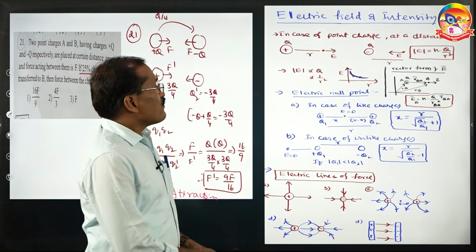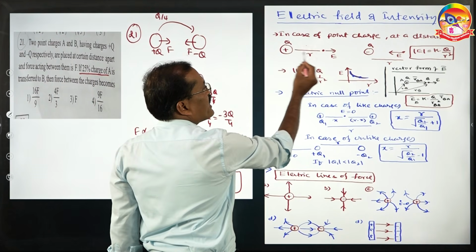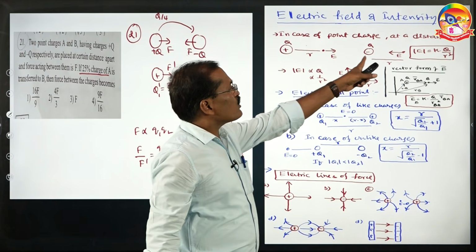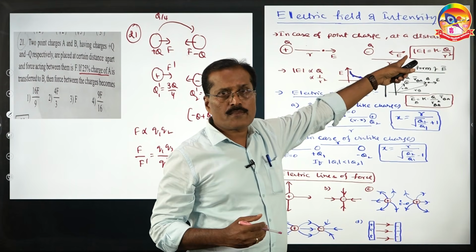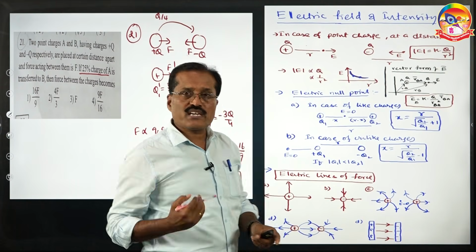But one thing I want to tell here: with respect to the positive charge, as in the diagram I gave, the direction of intensity is away. With respect to a negative charge particle, the direction of intensity is taken as towards. While doing the problems, we can apply these sign conventions. With respect to positive charge, away; with respect to negative charge, towards.